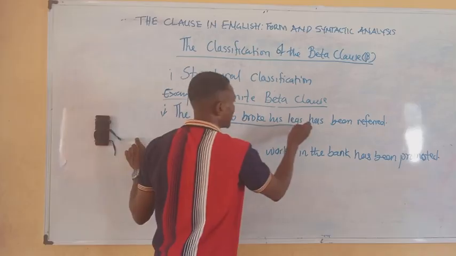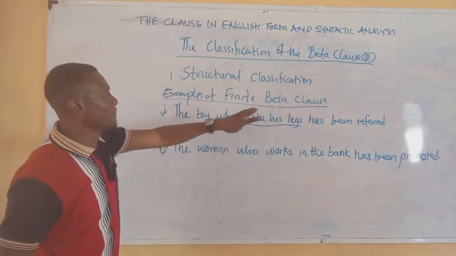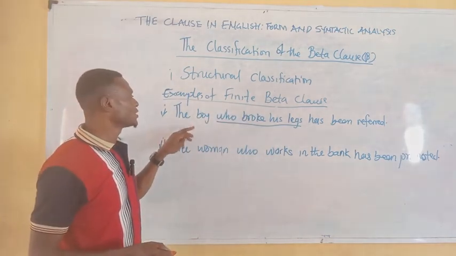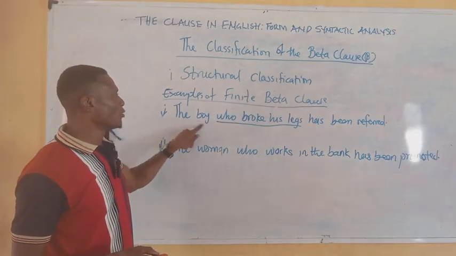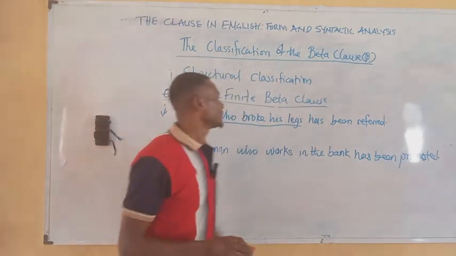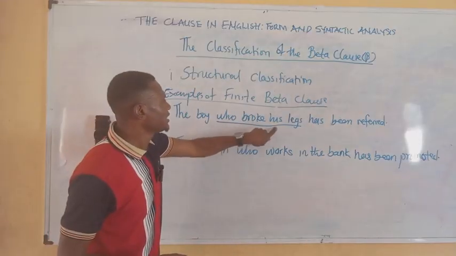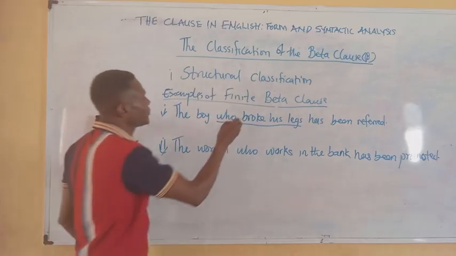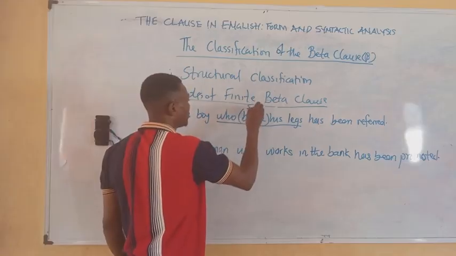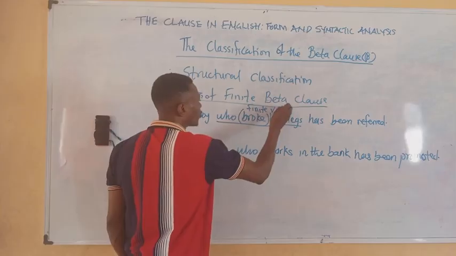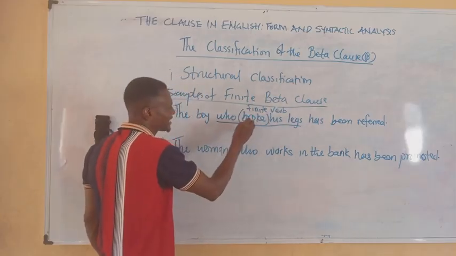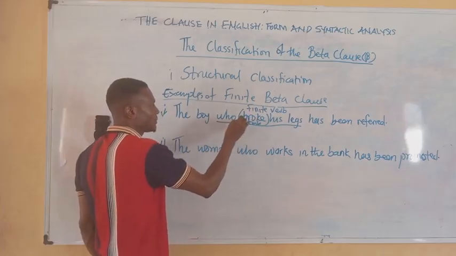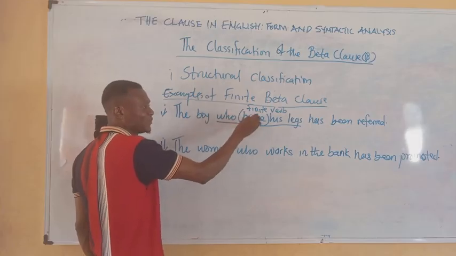Who broke his leg? This is a beta clause. This can be removed from the statement, and the statement will still convey its meaning. That is, the boy has been referred. So, who broke his leg is a beta clause. The verb broke here is a finite verb, and it reflects tense. Here it is past tense.